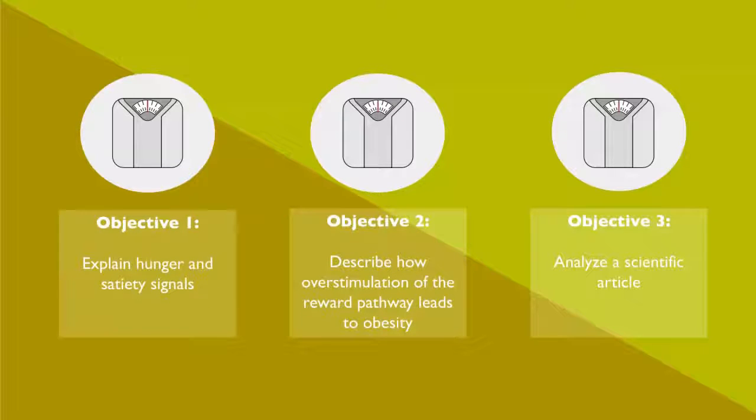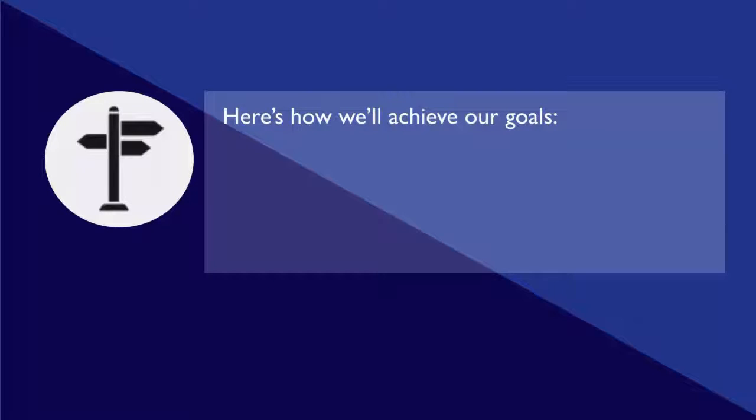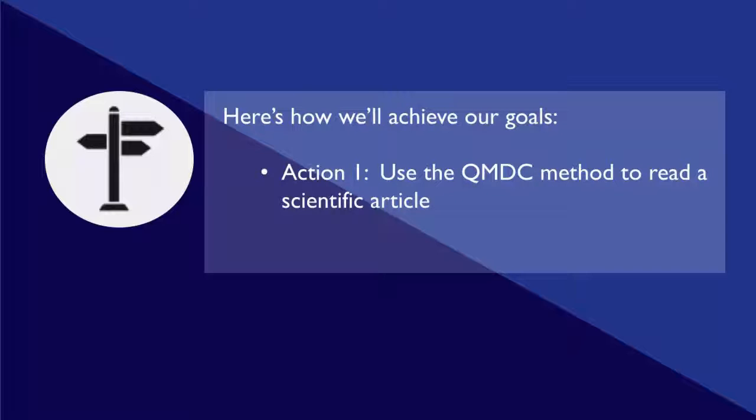At the end of this lesson, students should be able to explain hunger and satiety signals, describe how overstimulation of the reward pathway leads to obesity, and analyze the scientific article. We'll achieve these goals by using the QMDC method to read a scientific article.